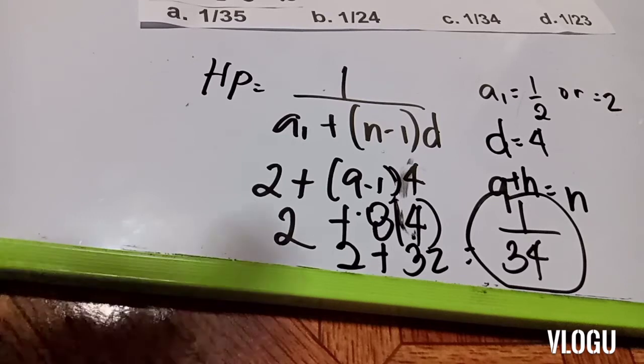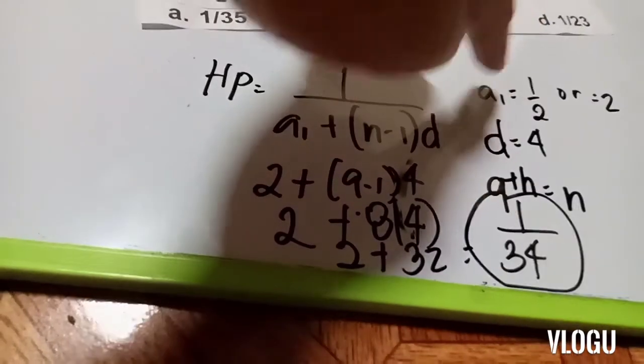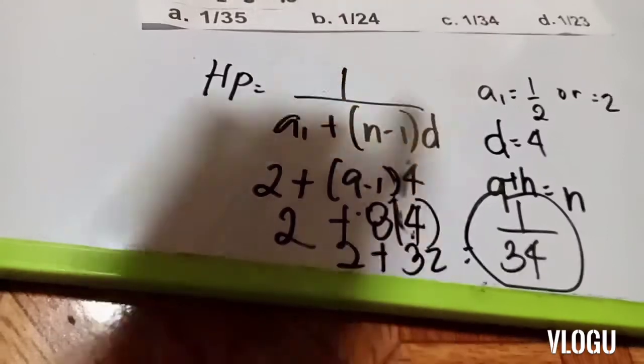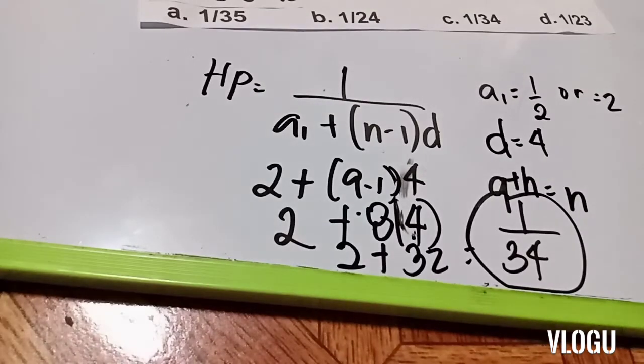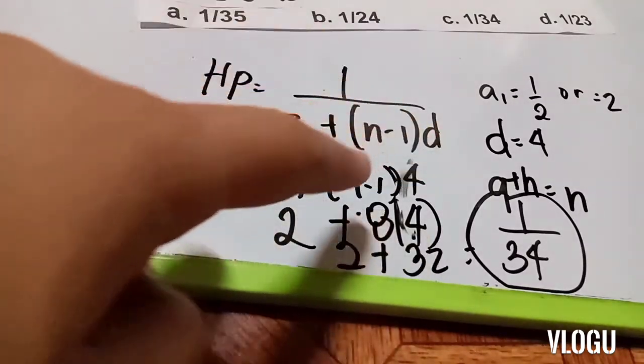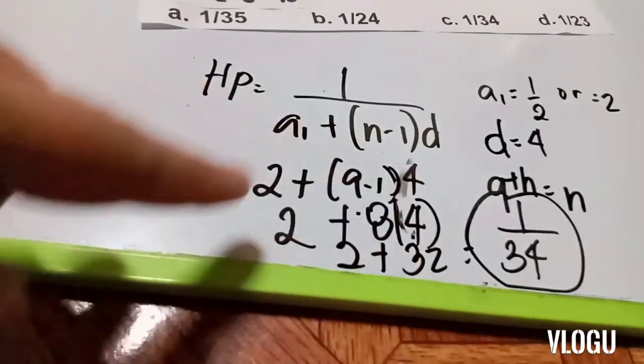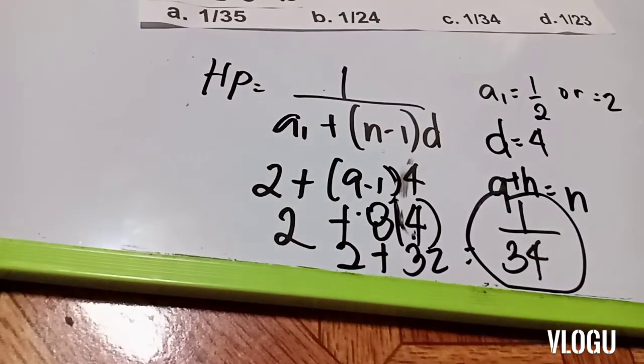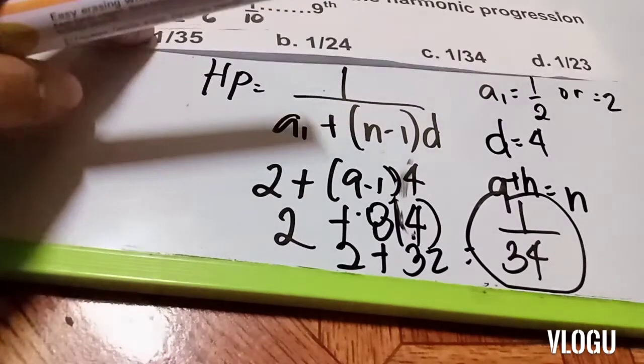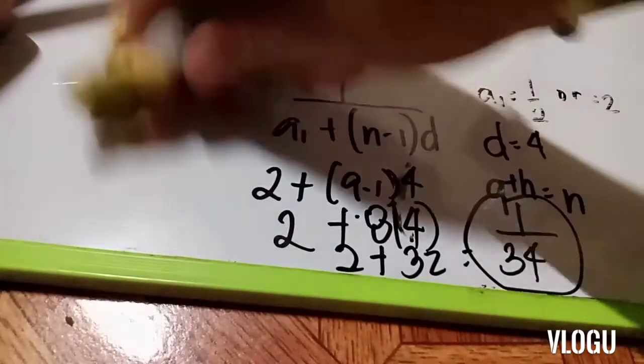Again, look for the common difference of 4 and a1, which is 1/2, then substitute: 9 minus 1 is 8, 8 times 4 is 32, plus 2, and the answer is 1/34. Okay, the answer is letter C.